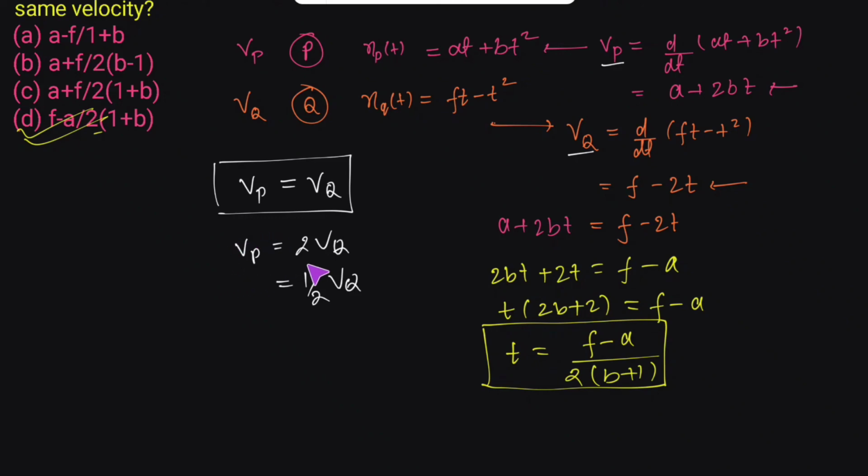If the question has been asked to find the value of t when Vp is equal to twice the Vq, we need to apply this equation. Here we need to put the value of Vp, and in place of Vq we need to use this multiplying factor of 2 also. Then we need to find the value of t. So this is how we can solve such type of question.